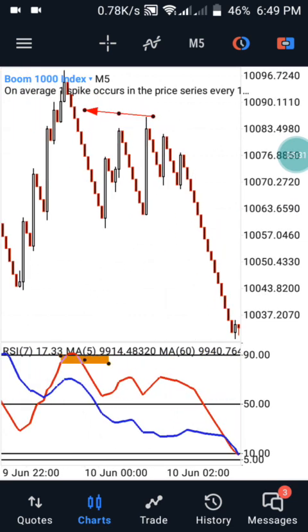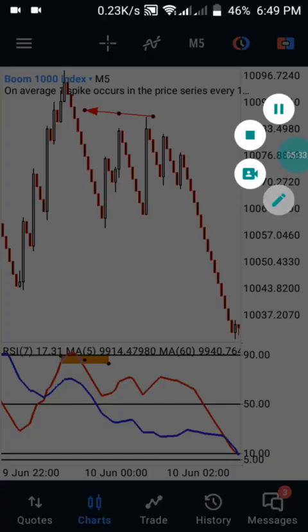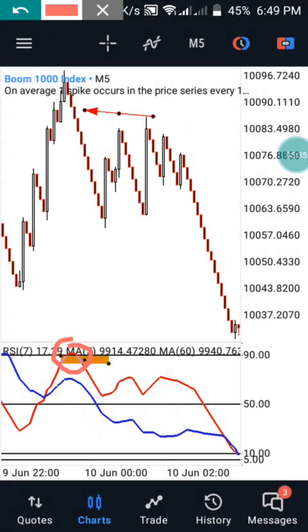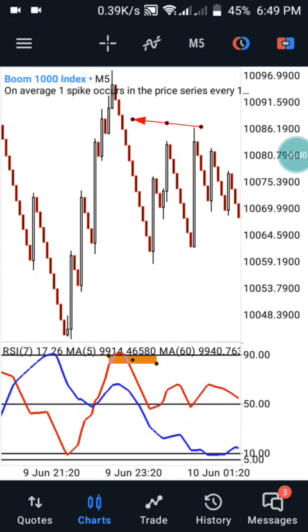You see, we have another confirmation at this area. It still gives us another confirmation here, and what you see next is what is taking our candlestick.